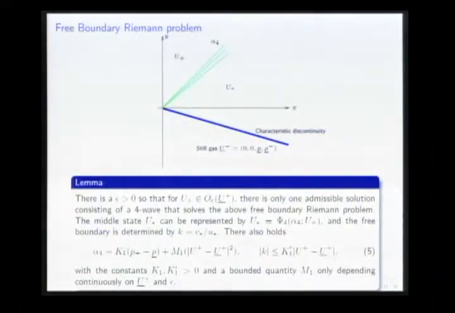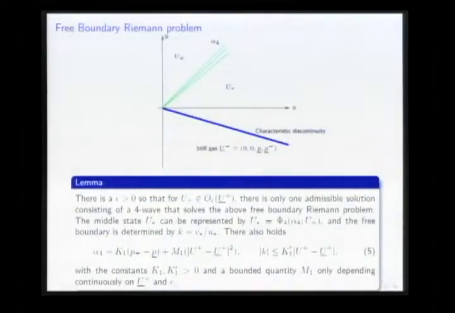So this is the free boundary Riemann problem. Here, the key point of this Riemann problem is to figure out where this discontinuity will emerge from the convex corner. What we find is that we can figure out where it will go by looking at the slope. This slope is the ratio of the V component to the U component of the state U star, which is connected above to U plus by a 4 wave. And below this characteristic discontinuity, we have the still gas.